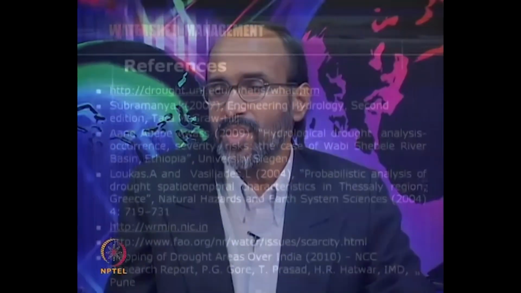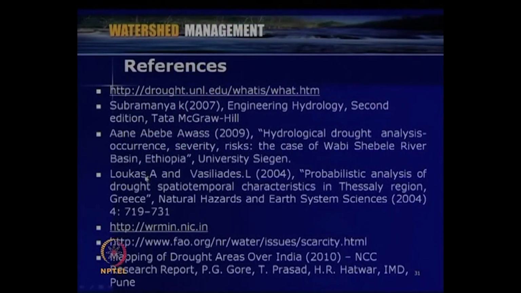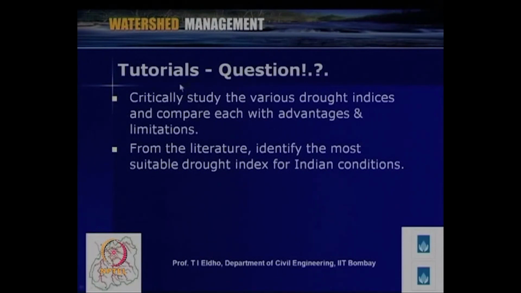So, some of the references used for today's lecture include Lucas and Vasilades 2004 published in Natural Hazards and Earth System Sciences, and Van Loon's Hydrological Drought Analysis. These are two important references used for today's lecture. Before closing, a few tutorial questions: critically study the various drought indices and compare each with advantages and limitations, and from the literature identify the most suitable drought index for Indian conditions. Based upon today's lecture and some details from the internet, you can get the details.